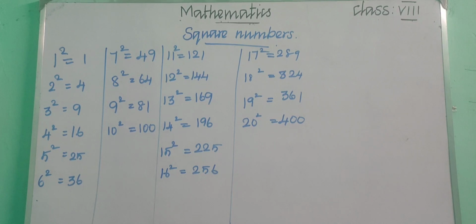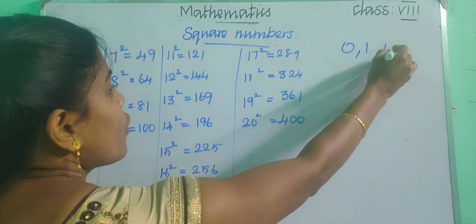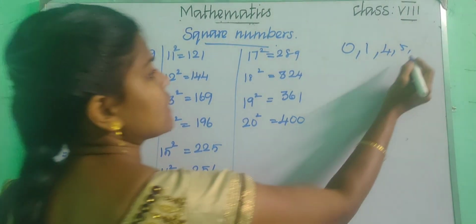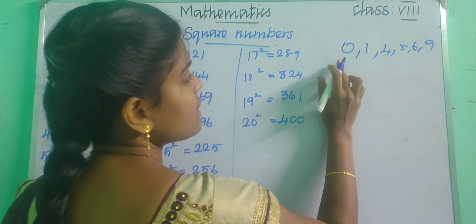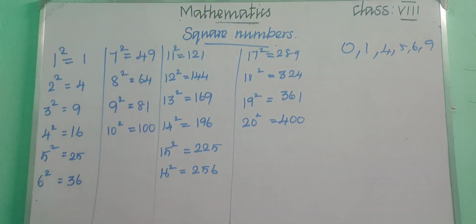So the first property is that a square number ends only with 0, 1, 4, 5, 6 and 9. Okay children, the square number ends only with 0, 1, 4, 5, 6 and 9. Let us check.